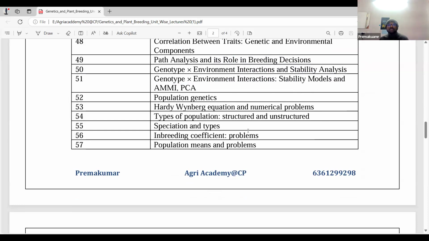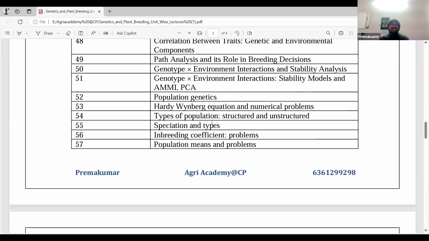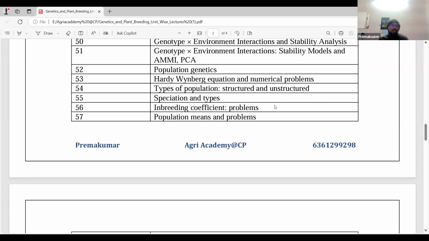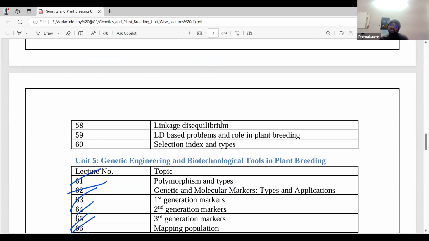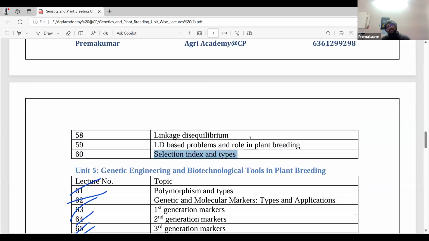What is speciation? In Part B, there are a lot of questions based on speciation. Okay, then what is the inbreeding coefficient? This year there will be a problem on inbreeding coefficient and a problem on population mean. And what is linkage disequilibrium? We have discussed in detail what linkage disequilibrium is, but some problems based on linkage disequilibrium, which were previously asked in the exam, I am going to discuss. Like LD-based, which role in plant breeding we discussed, and selection index I am going to discuss. Okay.